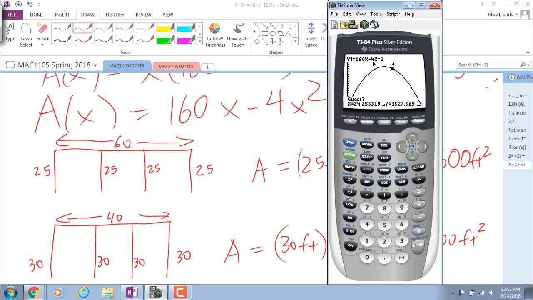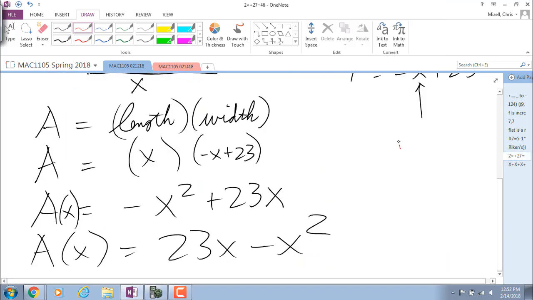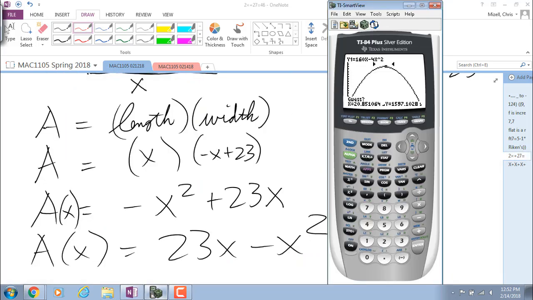Now for the guess, I almost always just press enter and use whatever the right bound is for the guess. But if you wanted to press the left arrow a few times so that the cursor gets as close as possible to that point at the top of the hill, that's fine. Use that as the guess, press enter. It'll search and find that the relative maximum there is 1600.